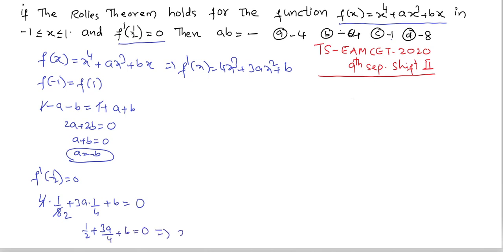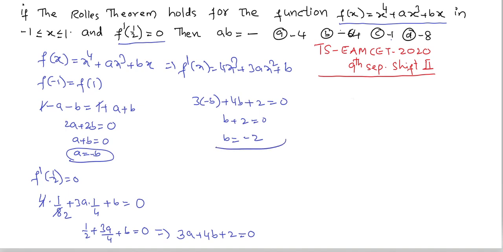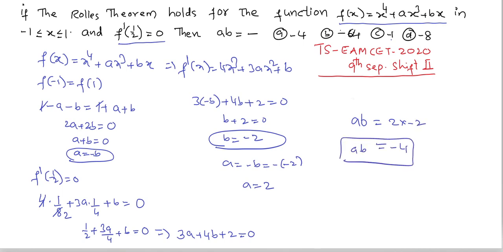Take the LCM, that is 3a plus 4b plus 2 is equal to 0. Substituting a is equal to minus b, that is 3 into minus b plus 4b plus 2 is equal to 0. That is b plus 2 is equal to 0, so b value is minus 2. A is equal to minus of minus 2, that is 2. Now we find the value of ab, that is 2 into minus 2 equal to minus 4. So ab is equal to minus 4. Your first option is correct.